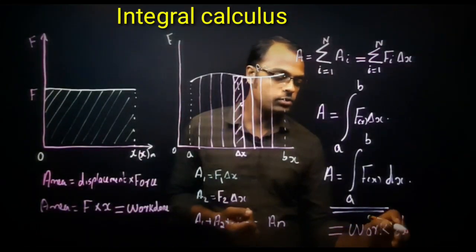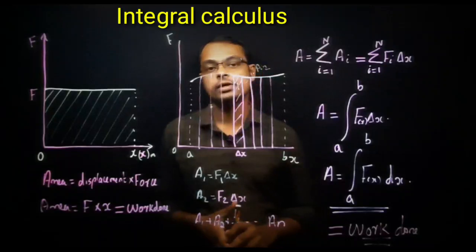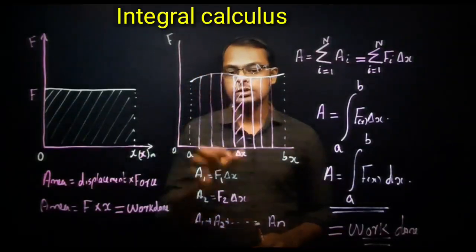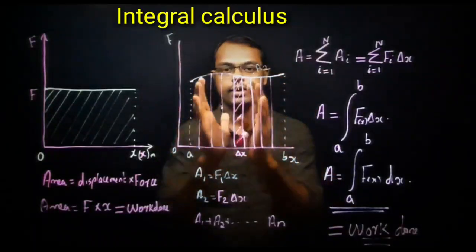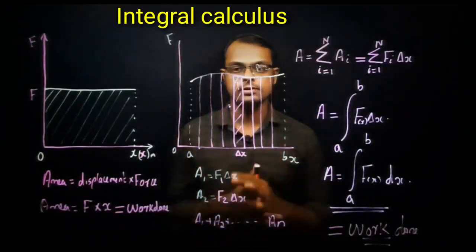We will be getting the total area that is equal to the entire work done. So what is the final answer you are getting here? Work done, the total work done you will get. So instead of a small work done, after the integration, what you are getting now? The entire work done. Hope it is clear.